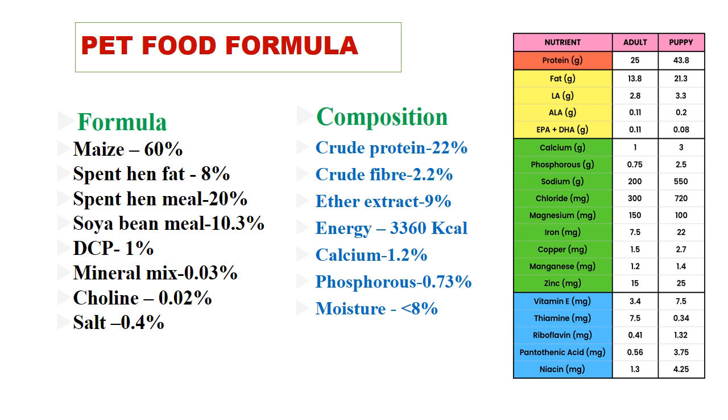So when we make the pet food with this formulation, it will have a composition as given in the central column: protein 22%, crude fiber 2.2%, ether extract 9%, energy 3360 kilocalories, calcium 1.29%, phosphorus 0.73% and moisture less than 8%. In the right side column we can see the standard nutritional requirements for dogs, adult and puppy, which we have discussed earlier in the nutritional basics for the pet animals.